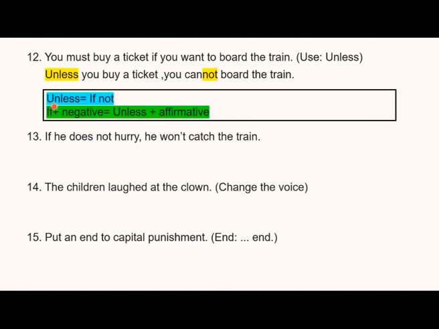Okay, take a little time to understand this. Unless is used to replace sentences that begin with if not. Okay, or if it's an if clause and has a not in it. If not is equal to unless with the sentence in the affirmative. So here, if he does not hurry. Now over here there's an if not. We can replace it with unless, but this part of the sentence will not change. Okay, so see the answer, unless he hurries. If he does not hurry, he won't catch the train.